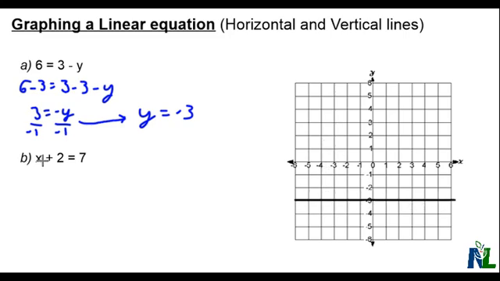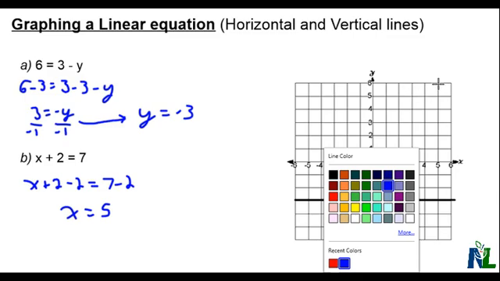Well, let's look at our second similar example. We know that x plus 2 equals 7. So we're going to have to undo that addition. So x plus 2 minus 2 equals 7 minus 2. So x equals 5. So no matter what the value of y, no matter how high up or down we go on the graph, x must be equal to positive 5, which gives us a vertical line at the point where x equals 5.